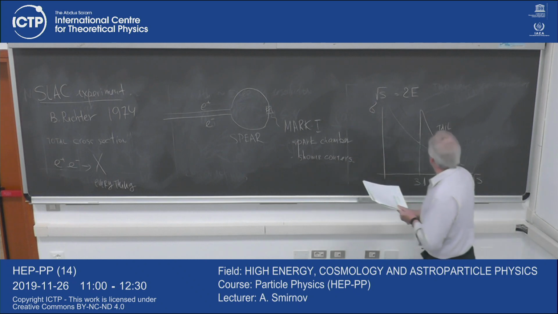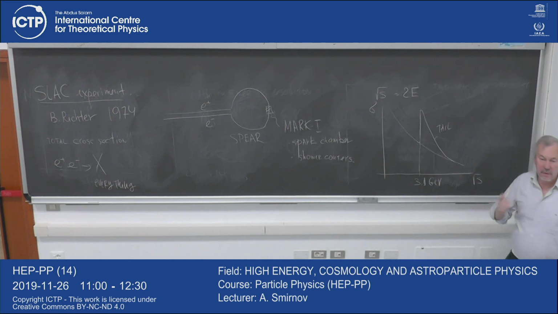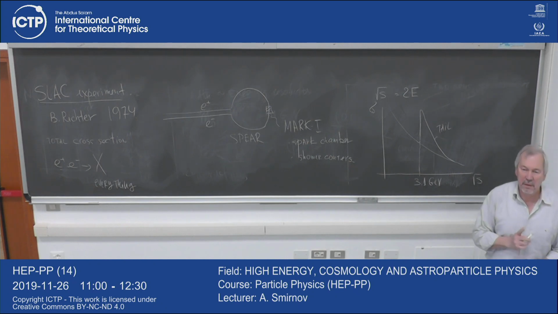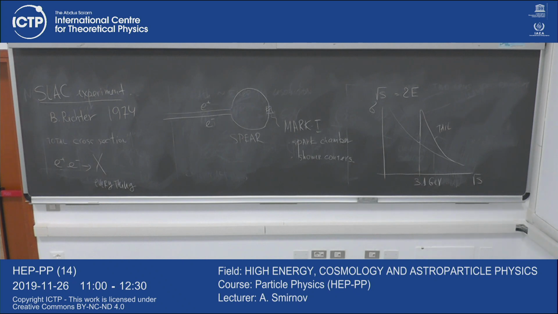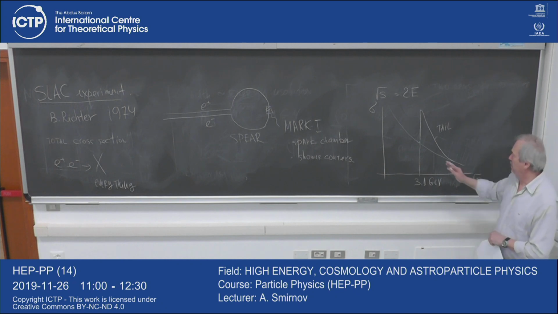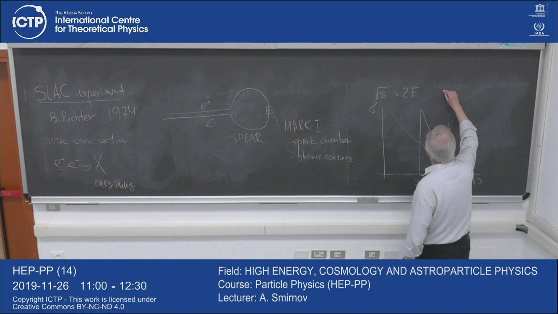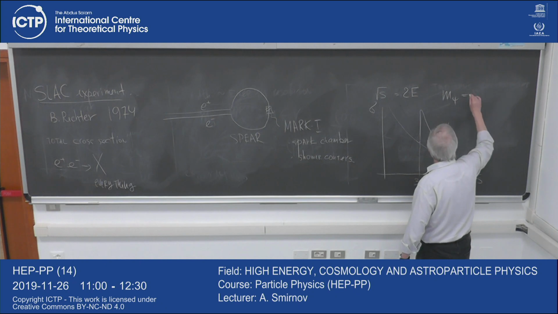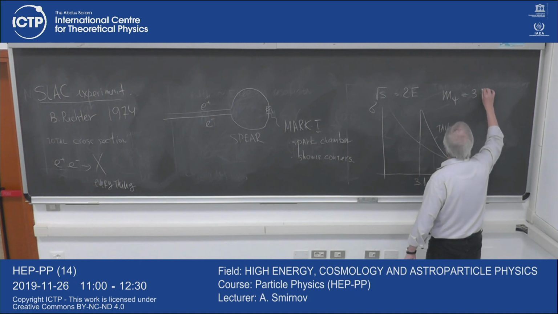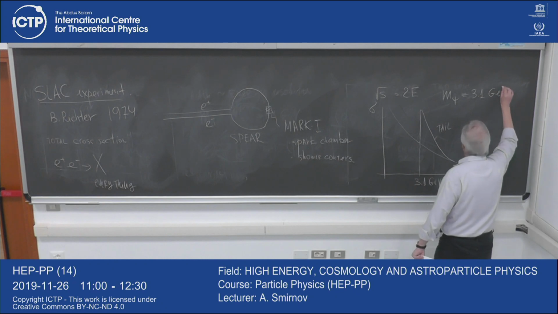So what is the interpretation? The appearance of this peak corresponds, again, to the production of some new particle. Remember, as we discussed, if you have annihilation of a set of particles with production of a single particle in the final state, then the square root of s at which this happens gives the mass of the particle. So that is the interpretation: we have a particle with some mass, approximately 3.1 GeV.